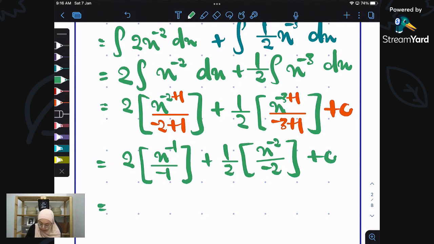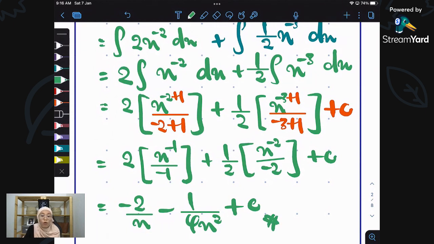Therefore, the answer is negative 2 over x minus 1 over 4x squared plus c. So this is the most simplified answer. I bring back the negative below so that it looks very nice. It looks in positive power instead. Okay, so this is the answer for example number 2.